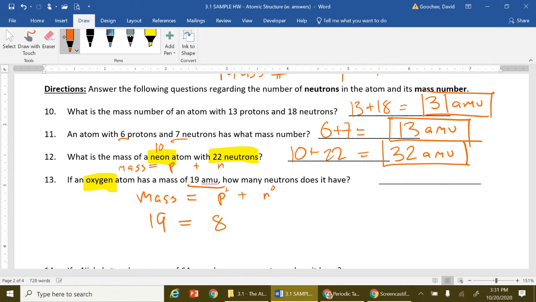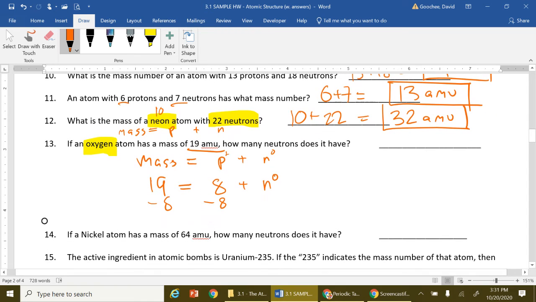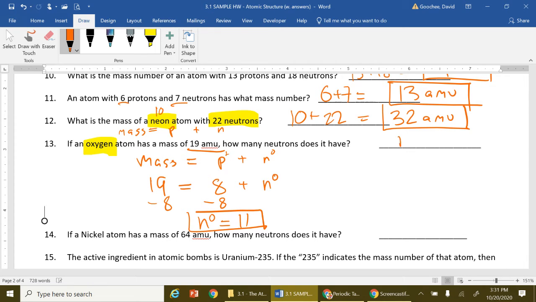8 protons. How many neutrons? All right? 8 plus what equals 19? Well, a little bit of subtraction here. And we get that the number of neutrons is 11. There are 11 neutrons.